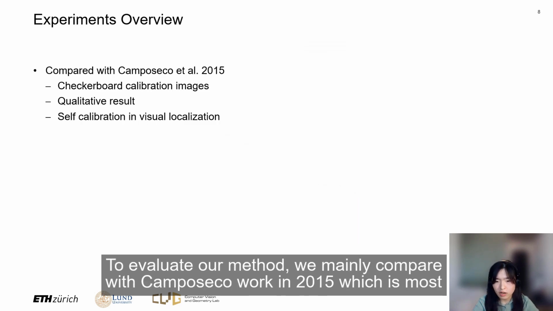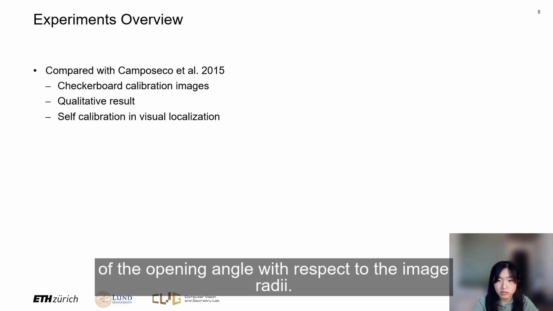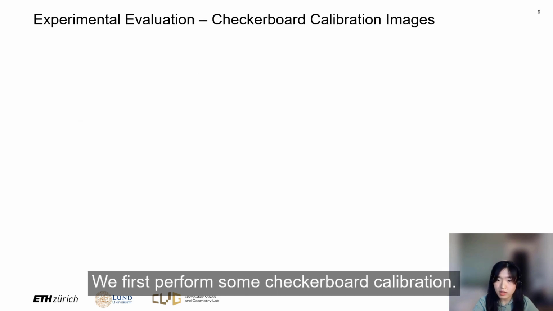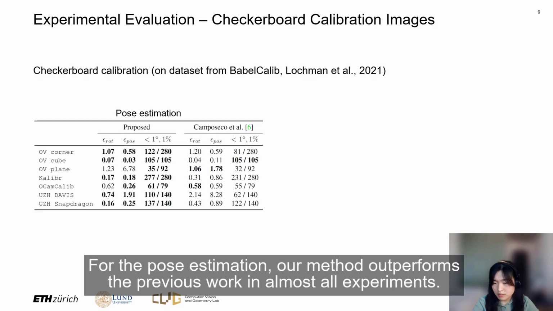To evaluate our method, we mainly compare with Categorical work from 2015, which is most similar to our method. Instead of the local linearity assumption, this work is based on the non-decreasing property of the opening angle with respect to the image radii. We first perform some checkerboard calibration. For the pose estimation, our method outperforms the previous work in almost all experiments.